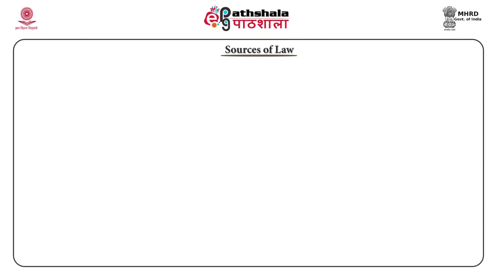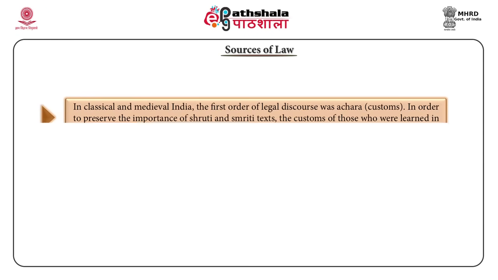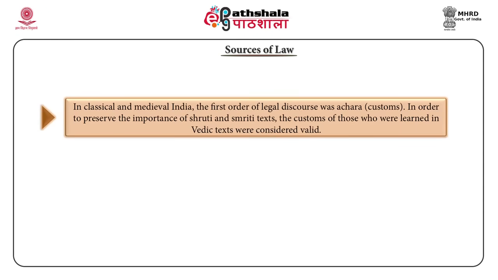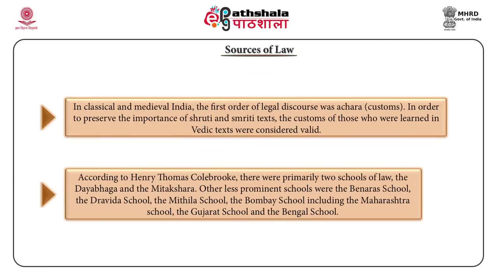In classical and medieval India, the first order of legal discourse were the customs. So in other words, how do you decide what is the right source of law? You find out what is the customary practice in the area. According to Henry Thomas Colebrooke, there were primarily 2 schools of law, and there were a number of less prominent schools like the Benares school, and the Bombay School and so on. The main schools of law were the ones that gave us primarily the theory, while the specific schools were involved with compiling customary practices.